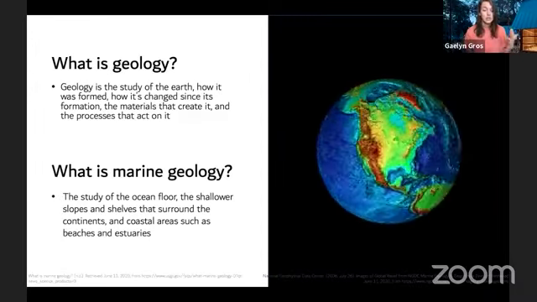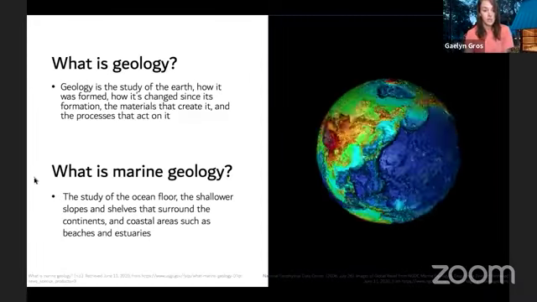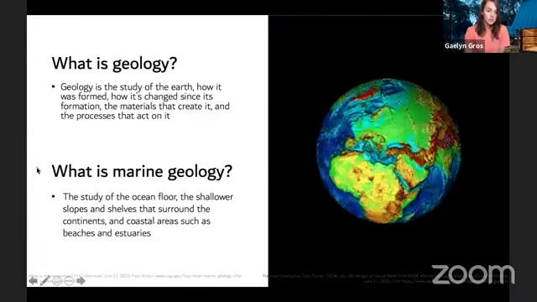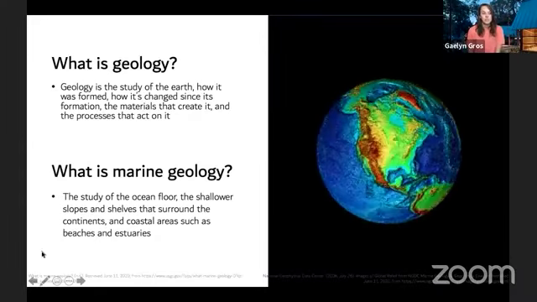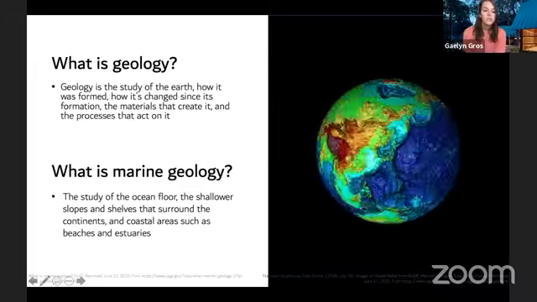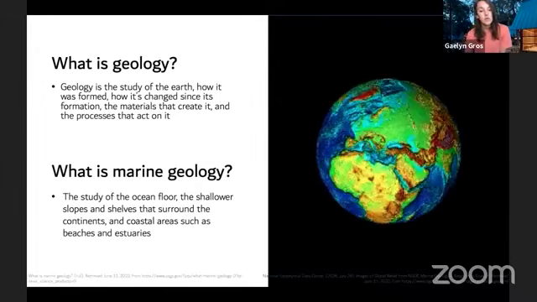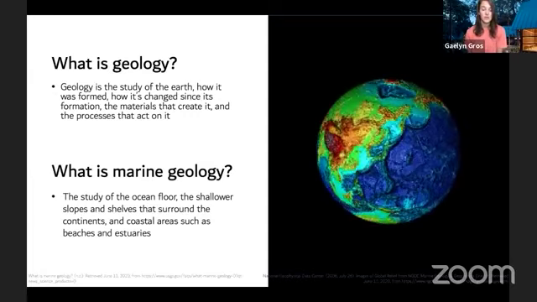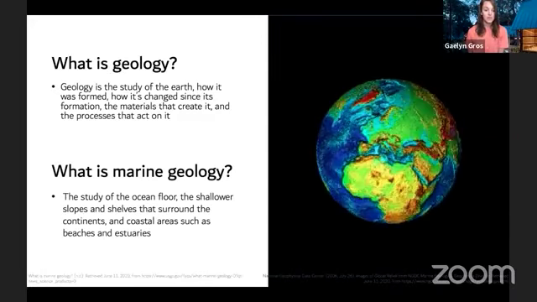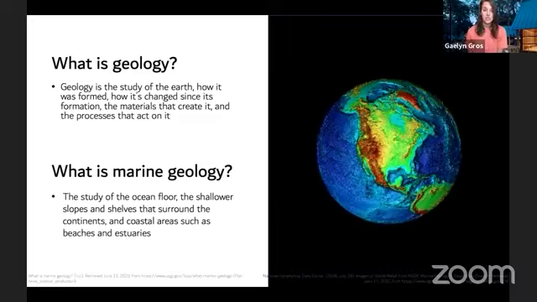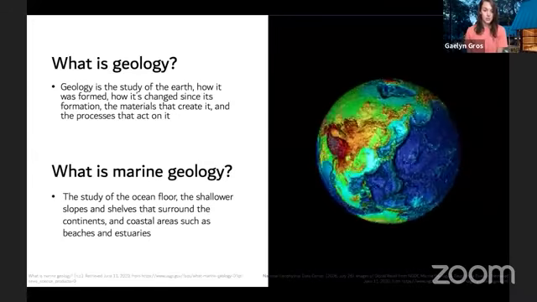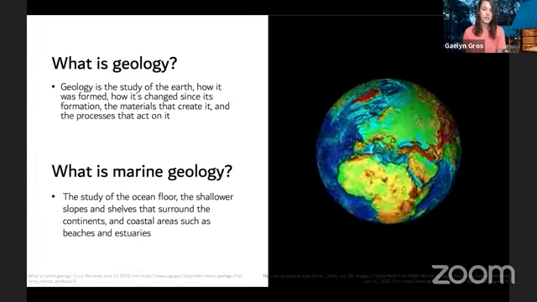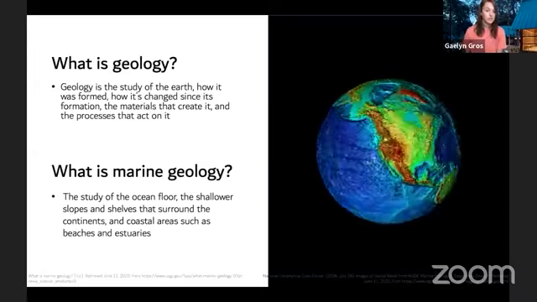Like evolution, anything like that. You can learn a lot just from looking at geological samples. But what is marine geology specifically? So marine geology is going to be the study of the ocean floor. So the shallower slopes and shelves that surround the continents, as well as coastal areas such as beaches and estuaries. So pretty much looking at just the ocean floor, how it's developed.